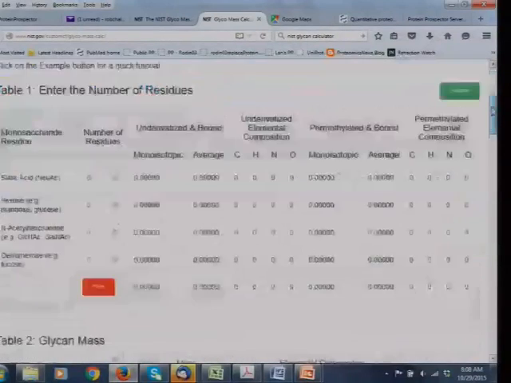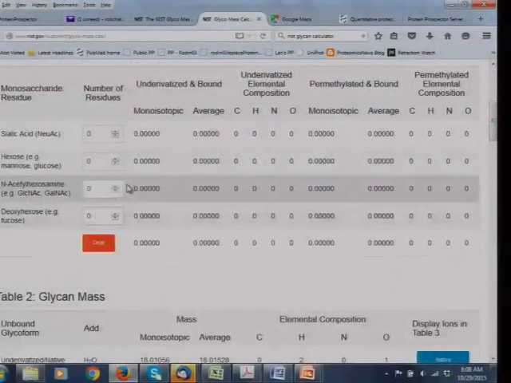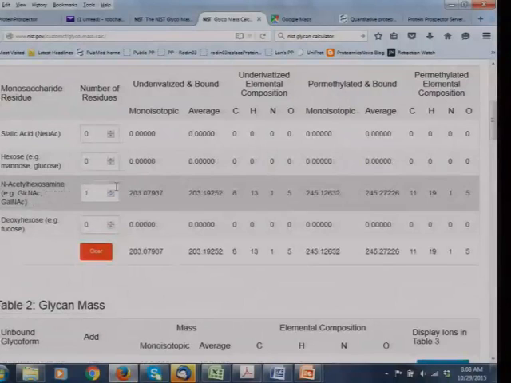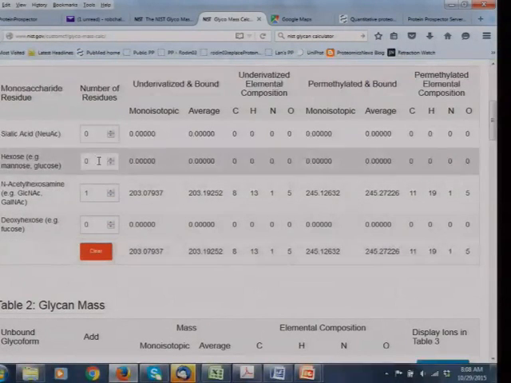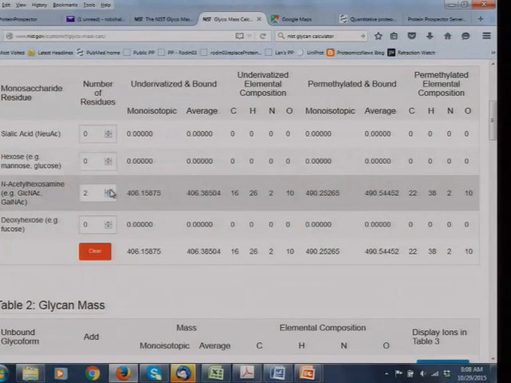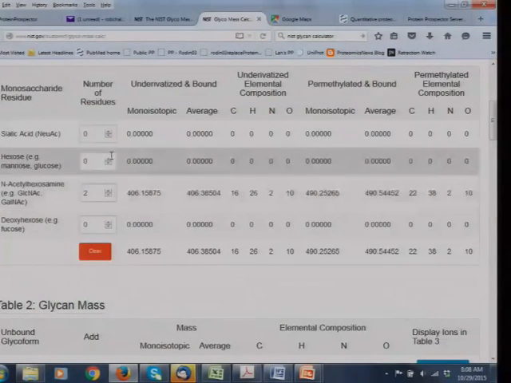So if we have the web page here, we can say, well, if I had an N-acetylhexosamine, that's going to give me a mass of 203. If I had another one, that's going to be 406. And maybe I want to add a hexose, 568. And so going through and clicking on different combinations of this, you should be able to work out what these different mass shifts correspond to in terms of glycan compositions.